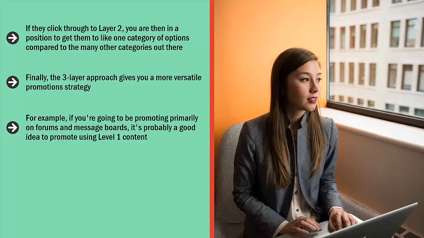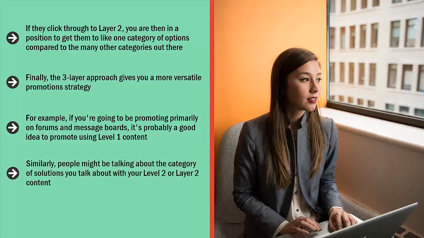You look for existing discussions regarding the issues that you deal with in your level 1 content. You then answer whatever questions people posted, and then you quote certain blocks of text from your content page, and then you link to your page as a source. Similarly, people might be talking about the category of solutions you talk about with your level 2 or layer 2 content. If you find such discussions on message boards, Facebook groups, or Facebook pages, you can copy and paste bits and pieces from your content, comment on it, and then drop a link.